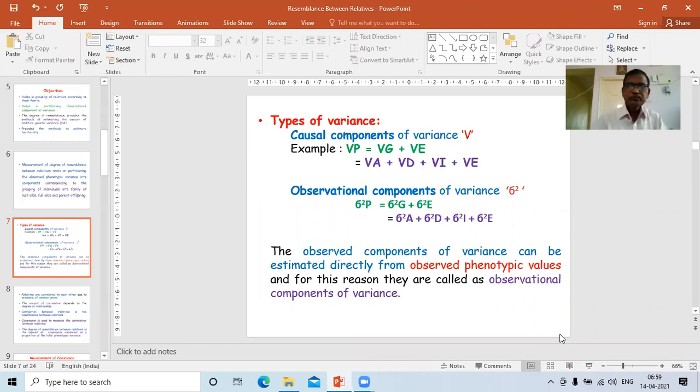Okay. So this VA or sigma square A is the additive genetic variance, and VD plus VI is called non-additive genetic variance, and VE is called non-genetic variance. So observational components of variance are like this. The observed components of variance can be estimated directly from the observed phenotypic values, and for this reason they are called observational components of variance.